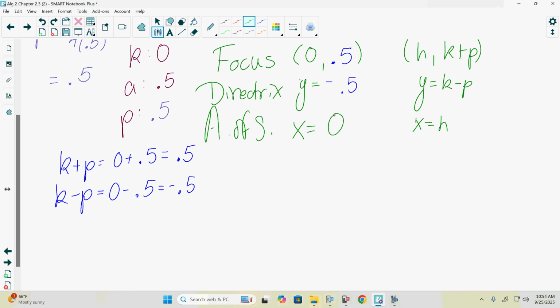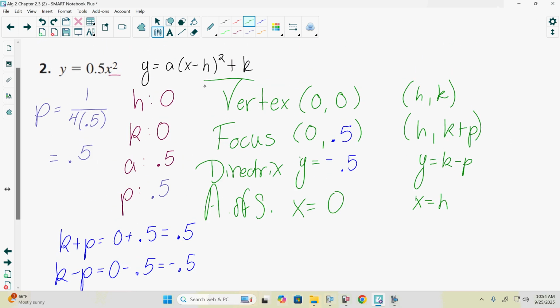And the axis of symmetry, x equals h. X equals 0. Questions on this here? Y equals negative 0.5.